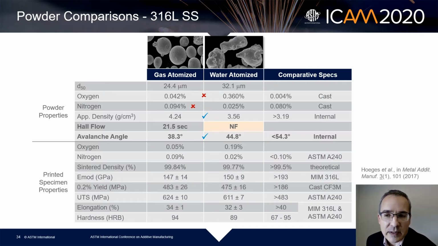And then when you look at the printed specimens made from these powders, again, versus their comparative specs, I won't go over them all but one of them passed. And so you can see here that while the Hall flow rate may have indicated that one of the powders might not be suitable, the avalanche angle from a powder rheometer actually showed that yes, they're both acceptable based on this company's internal specification. And the printed specimens verified that they were both able to make suitable specimens from those two powders.